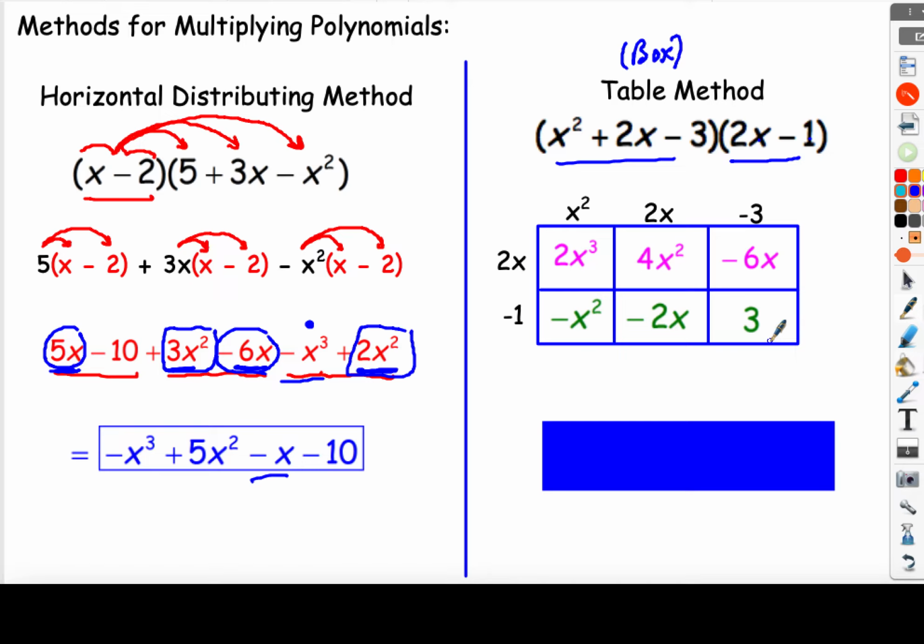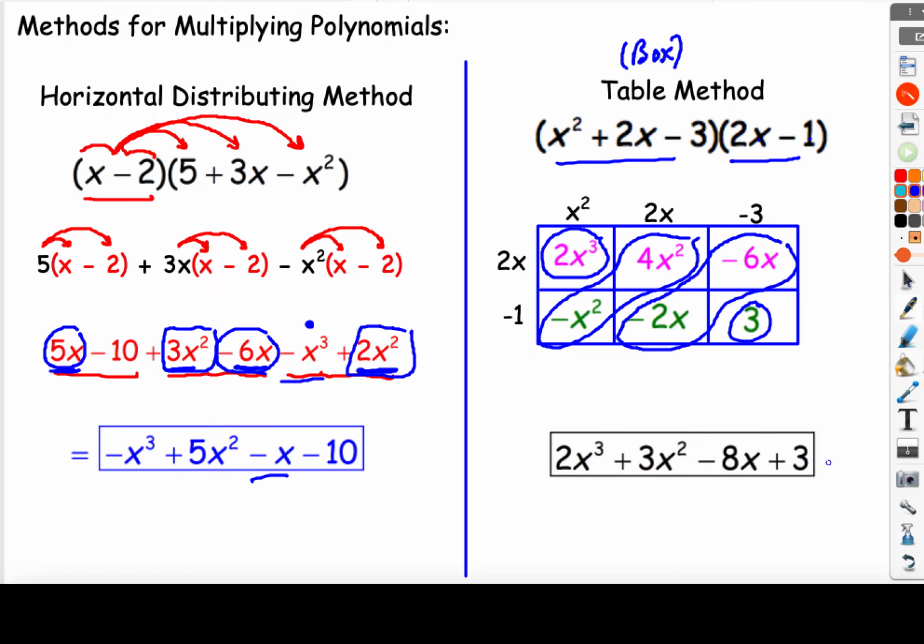But what I would notice is we have an x cubed in the upper left corner. Then we have some x squareds, kitty corner to each other here. We have some x to the firsts, also sort of diagonal there. And then finally, we have our constant 3. So notice again, we've got our 2x cubed. 4x squared minus 1x squared is 3x squared. Negative 6x minus another 2x, which is our negative 8x. And finally, we finish with the 3.